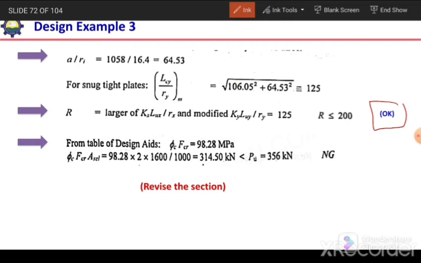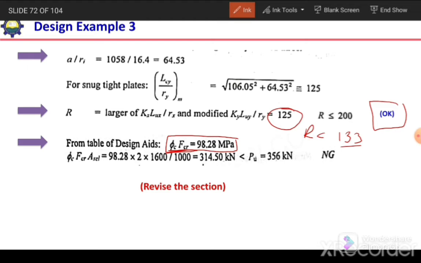Once the global instability check is satisfied, we need to proceed further to check the axial capacity of the member. To calculate the axial capacity of a member under compression, we need the phi c Fcr value. Based on this slenderness ratio, we will calculate the phi c Fcr value. We need to compare it with 4.71 root E over Fy, which is 133. It is less than 133, so it means we need to calculate the phi c Fcr value by using the inelastic buckling formula. We have discussed that formula many times.